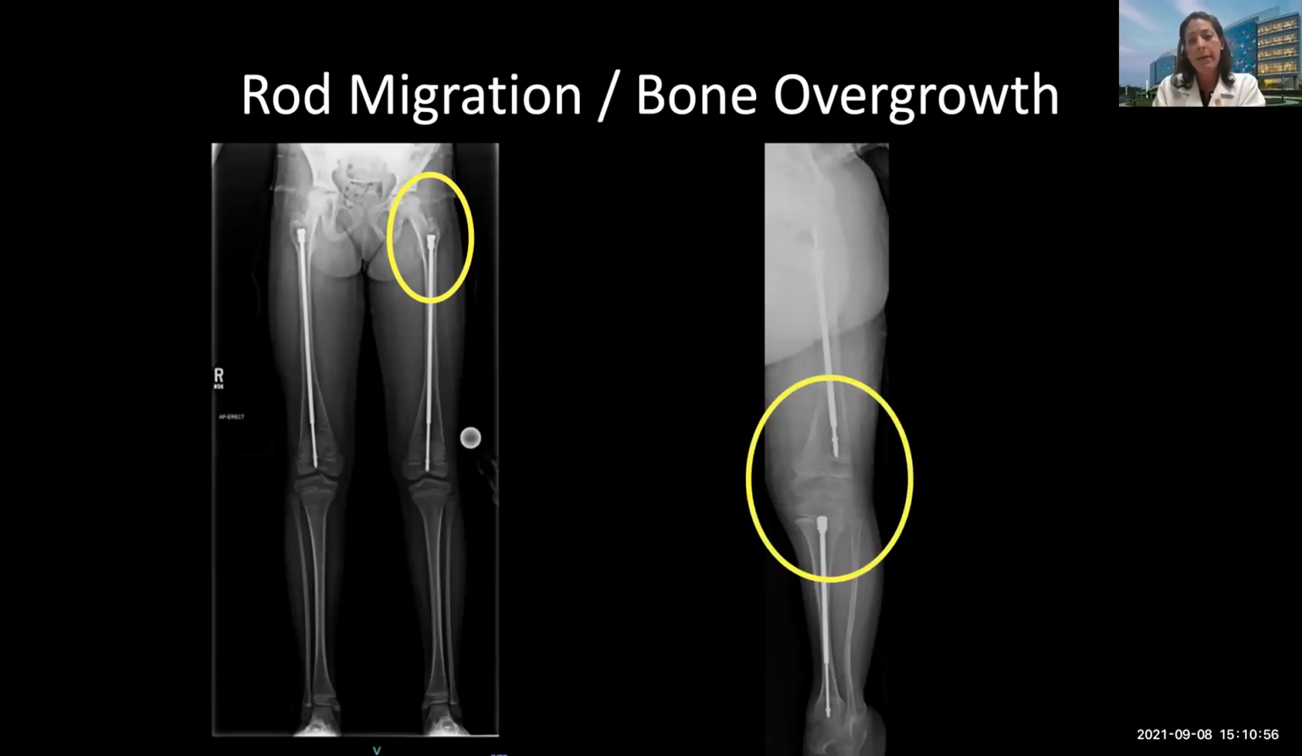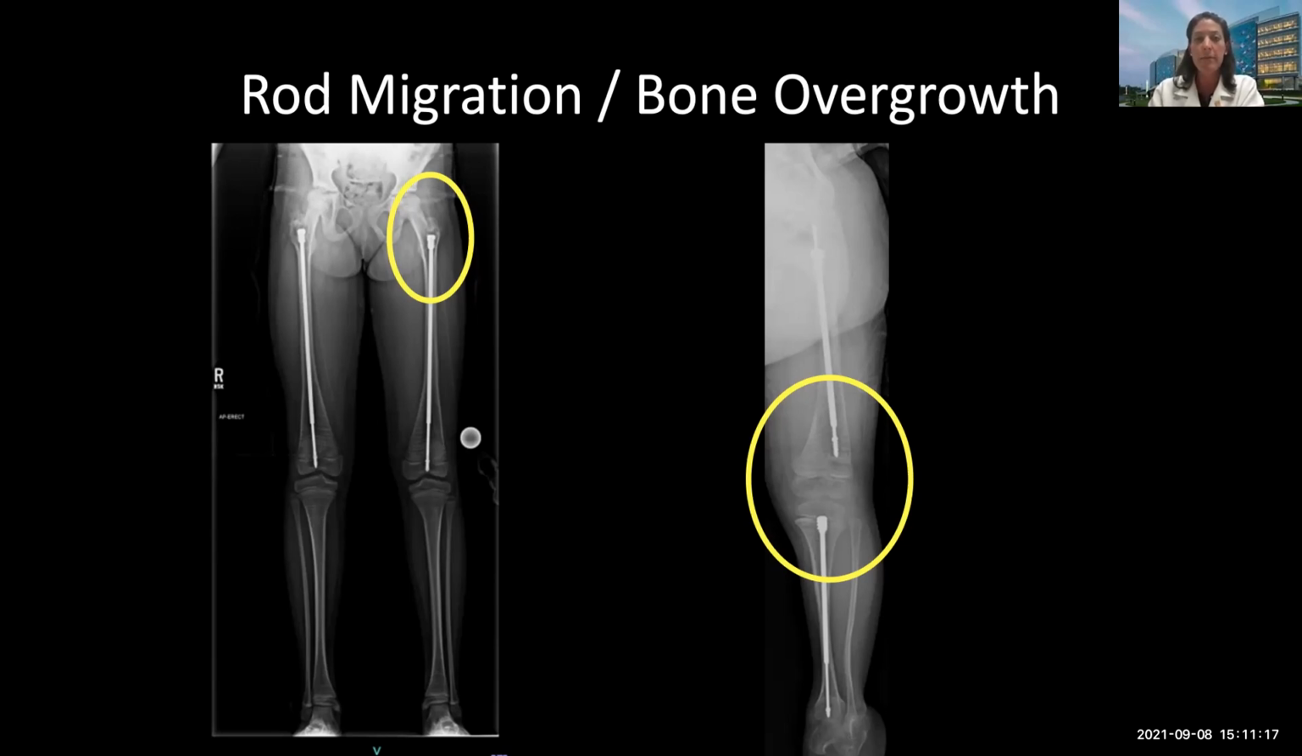Now, these findings on X-ray are not always in and of themselves an indication to perform a revision surgery, but this is something that we monitor over time and can certainly play a role in the technical aspects of performing the revision, and involve various tricks in how to get through that part of the bone to the rod that needs to be revised.